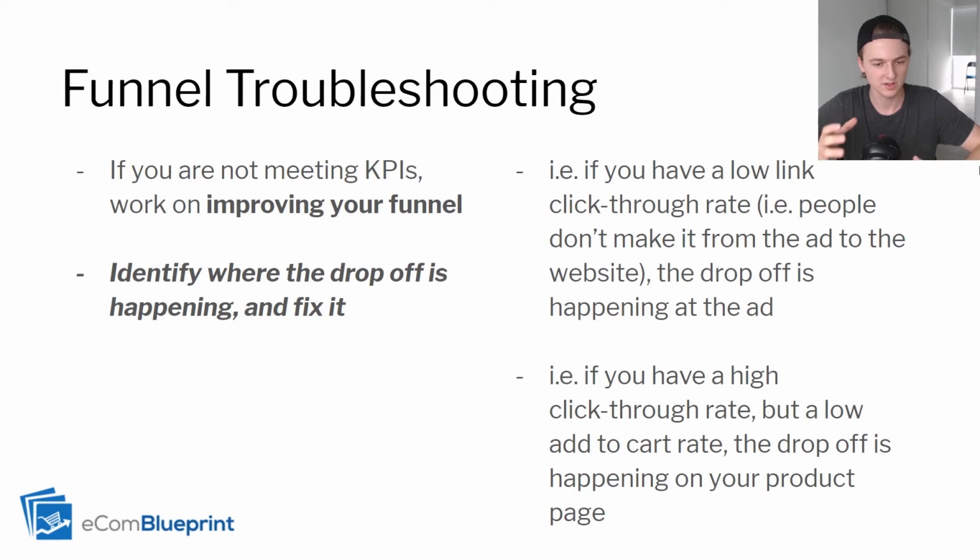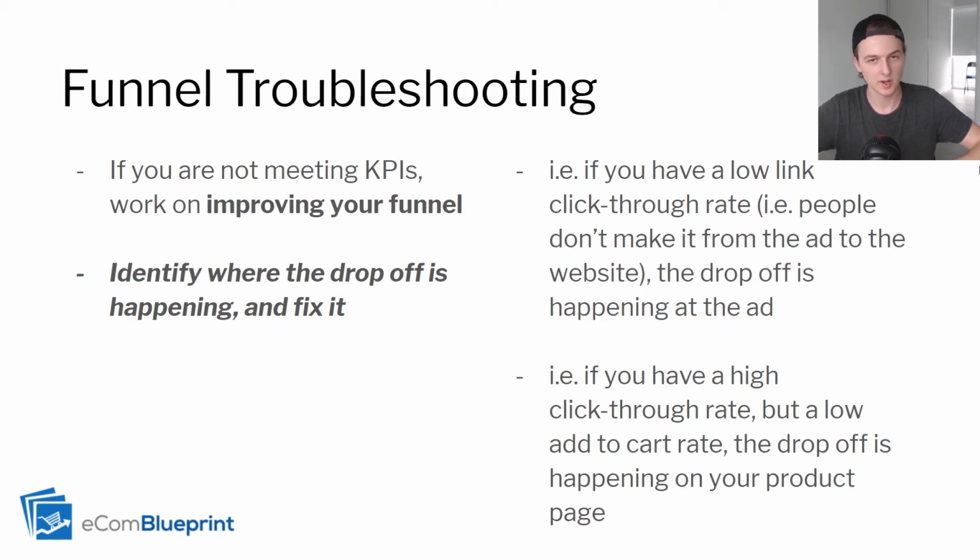So the last thing that I want to talk about in this lesson about reading data is how to troubleshoot your funnel. If you're not meeting your KPIs, your key performance indicators, so for example, if you're spending more than your break-even cost per purchase and you're losing money, then you need to work on improving your funnel. And the way that you do this is you identify the drop-off and you fix it. You identify where the biggest drop-off is happening and you work to fix it.